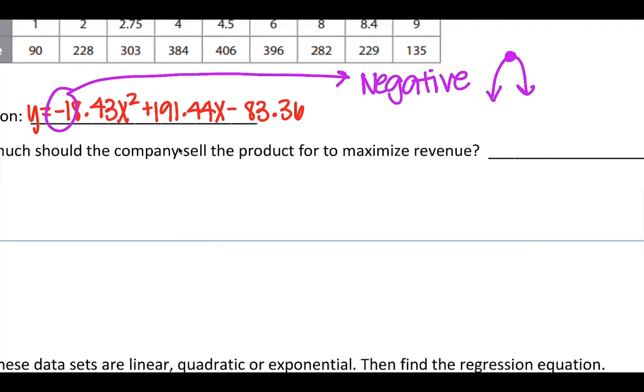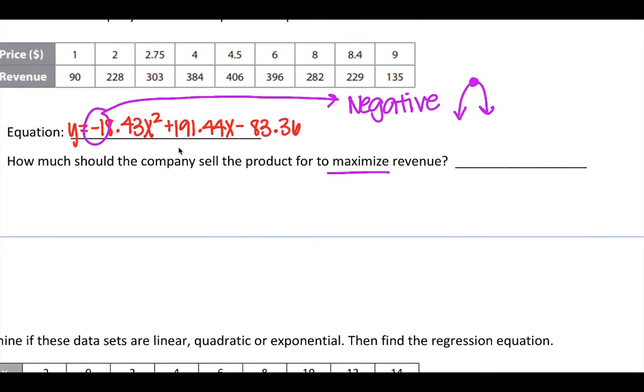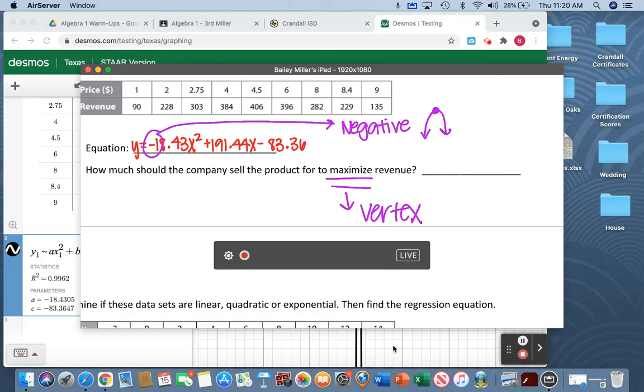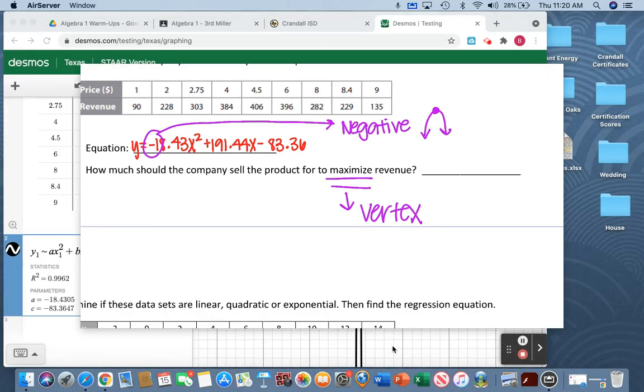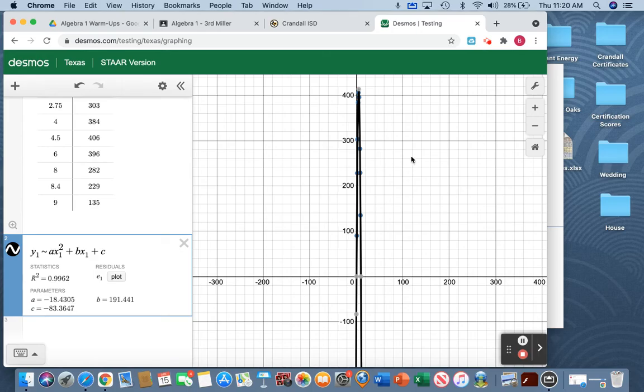It says, how much should the company sell the product for to maximize? When we're talking about maximize, we want the greatest. What is going to be the greatest profit we can get? Well, that's the highest point. In our case, the highest point is the vertex because it's facing downward. So if I look at my vertex, $5.19 is going to maximize that.